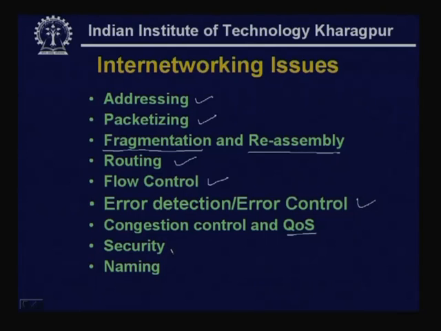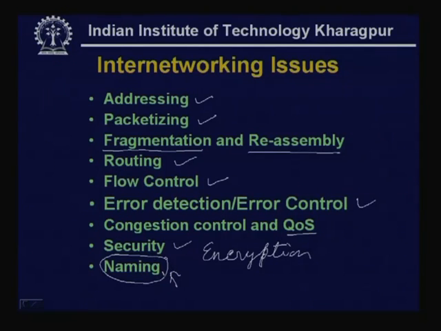Then other issues like security. Network security has to be maintained as the data passes through the network, with the help of suitable encryption and decryption techniques. Sometimes it is necessary to use names instead of addresses, because it is difficult to memorize addresses. So we have to see how the naming is done and how the mapping from name to address is performed. So these are the various internetworking issues we have to discuss.